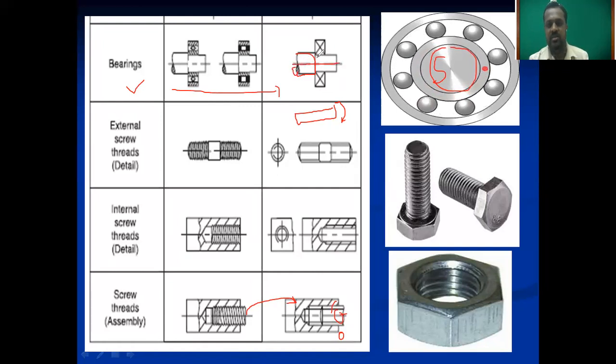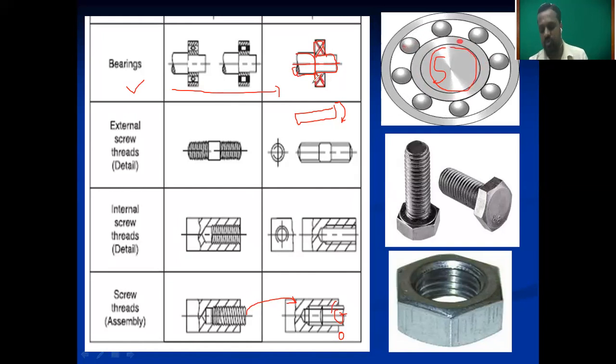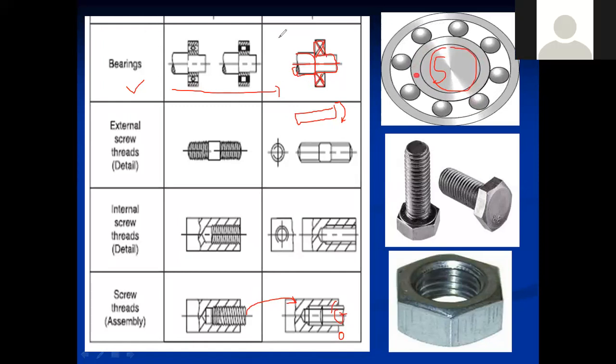See, this is the shaft, and we have to draw one square on both sides, and then we have to draw the cross. This is the conventional representation for the bearing.